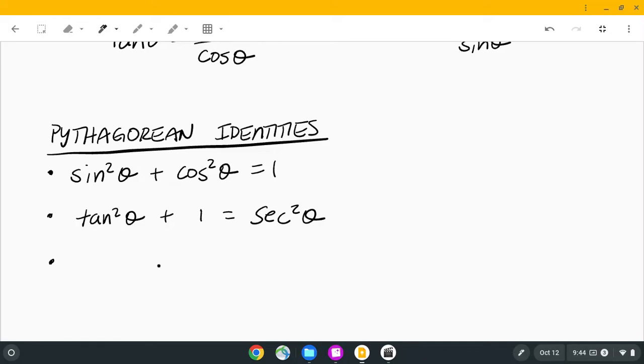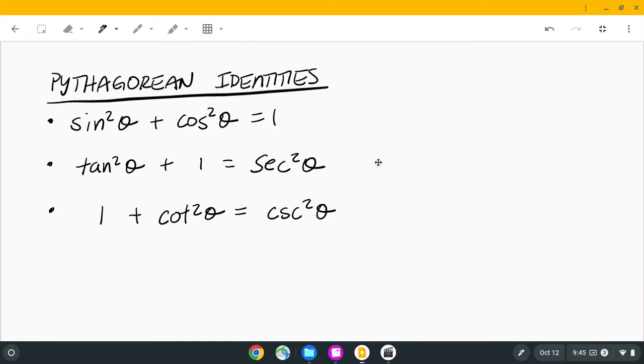We get the third Pythagorean identity by taking that same first identity and dividing it now by sine squared. If I divide this by sine squared, I get 1. If I divide this by sine squared, I get cosine squared over sine squared, and that's cotangent squared. And if I divide this by sine squared, 1 over sine squared is cosecant squared. So these are our 3 Pythagorean identities.